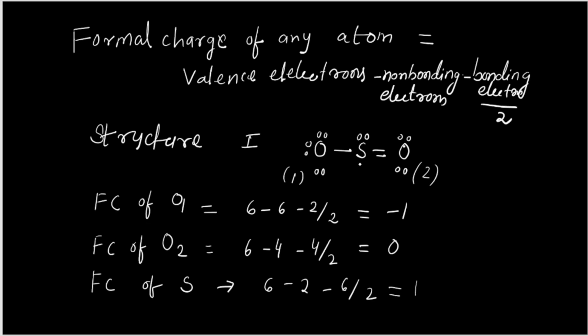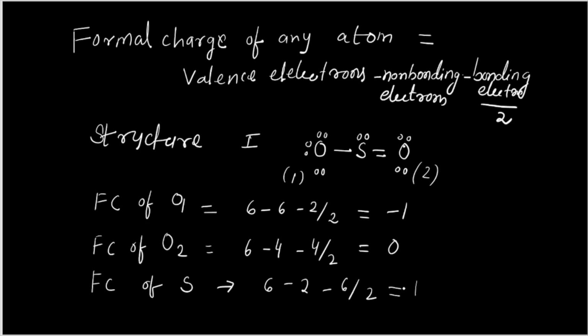Now what remains? That is sulfur. What is the formal charge of sulfur? See, what is the valence electron? 6. And what is the non-bonding electron? Because there is only one pair of electrons showing, the non-bonding electrons are 2. And here 2 covalent bonds are there, that is why bonding electrons are 6, and divided by 2, it comes to 1.